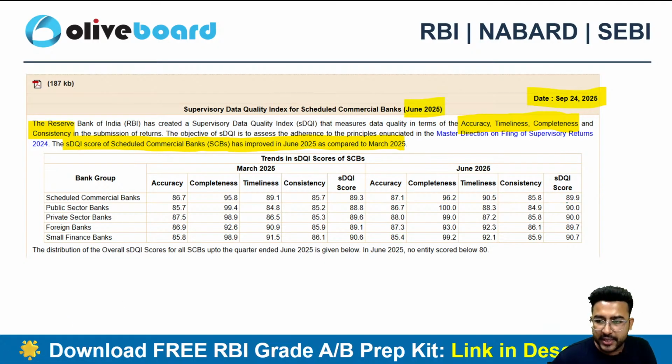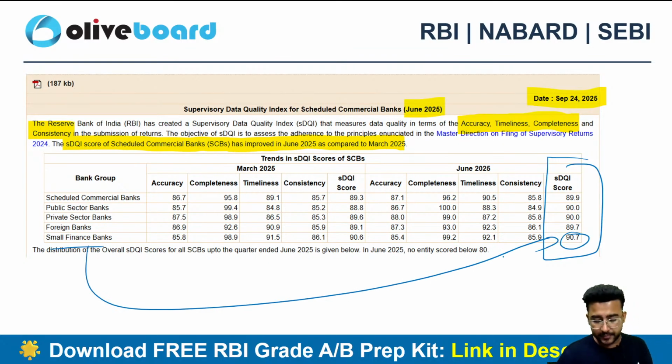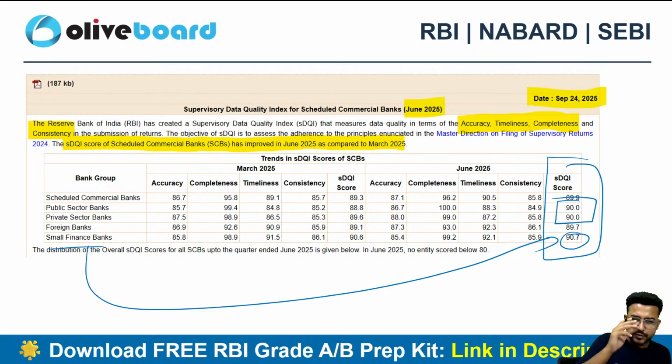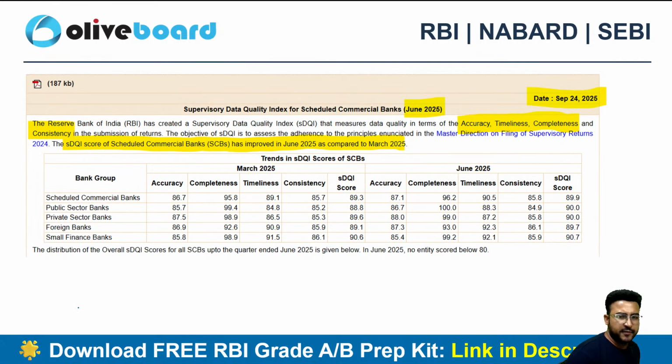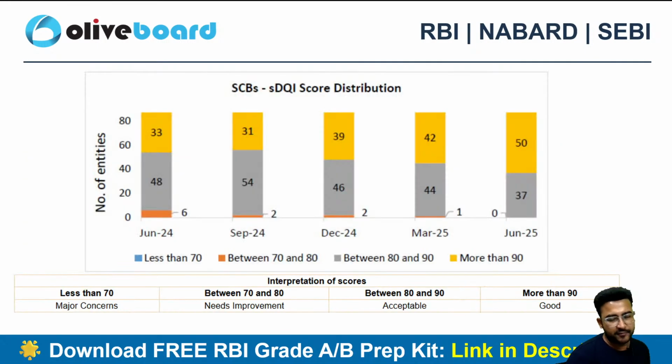Next, if I talk about the highest SDQI score among the categories, small finance banks are leading the pack here with a 90.7 SDQI score among the rest of the categories like public, private and foreign banks. Public and private sector banks are at a tie, at 90. So small finance banks have the highest score as of now, 90.7. Even if you are able to remember this much, it will be good coverage for your examination.